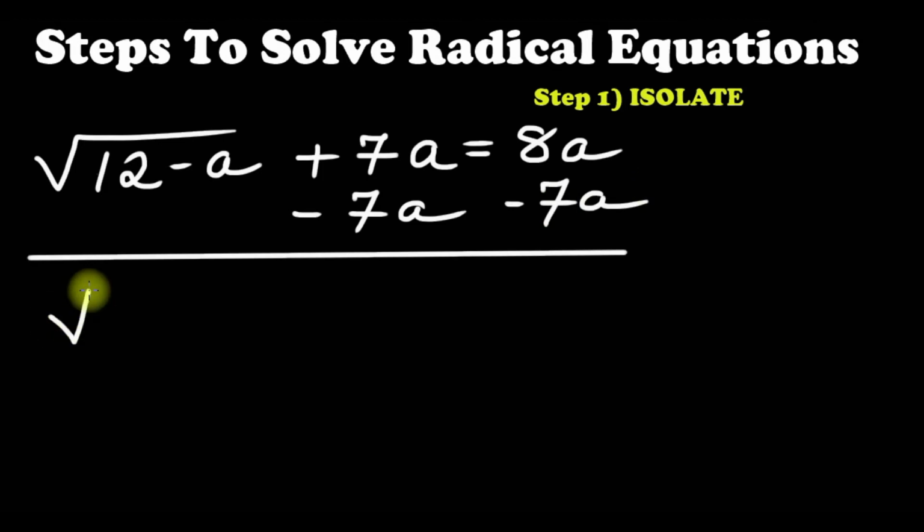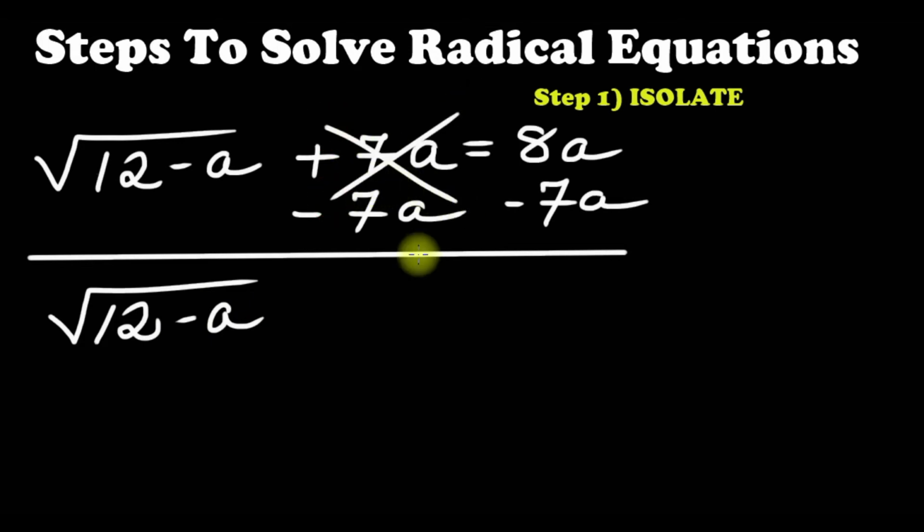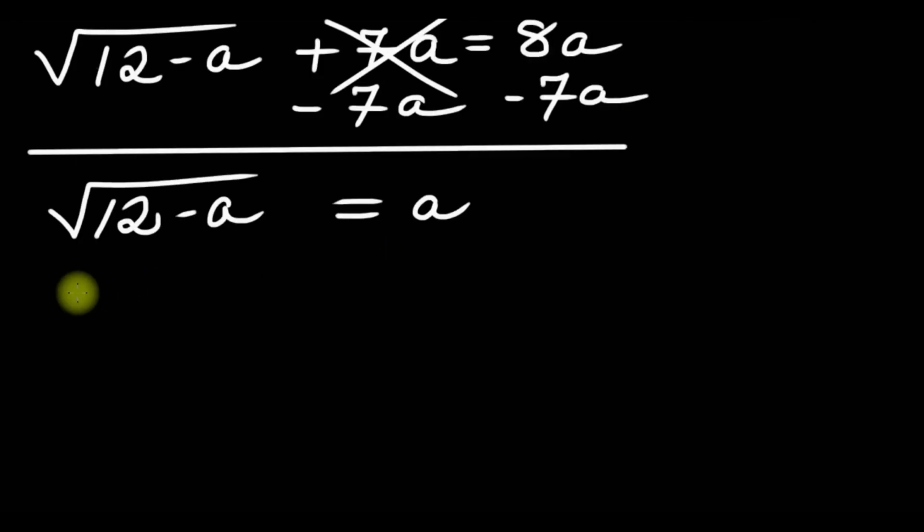So bring down square root of 12, take away a. 7a minus 7a is 0. Bring down the equal sign. And then 8a take away 7a is just going to be 1a. That was step 1, to isolate the square root.